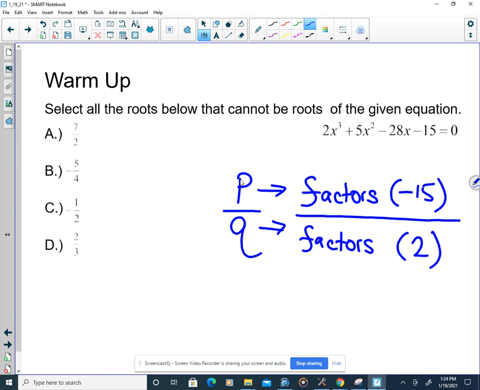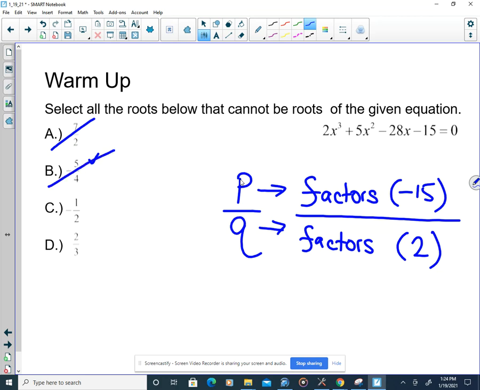So let's look at the first one. We get 7 over 2. Is 7 a factor of negative 15? No, it's not. So it cannot be a rational root according to the rational root theorem, because 7 doesn't divide 15. What about the next one? Negative 5 over 4. Does negative 5 go into 15? Yes. So the numerator is okay. What about the denominator? Does 4 go into 2? Is 4 a factor of 2? No, it's not. So this cannot be a rational root for that equation.